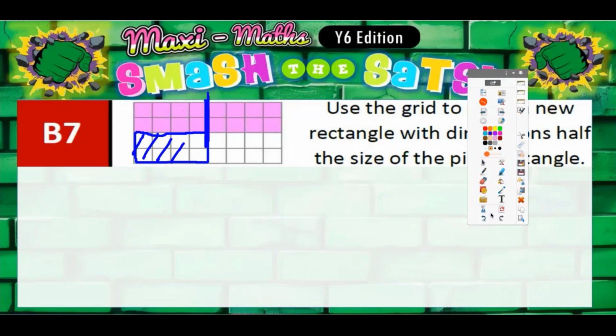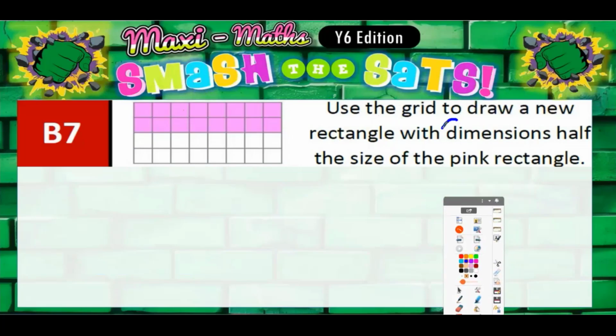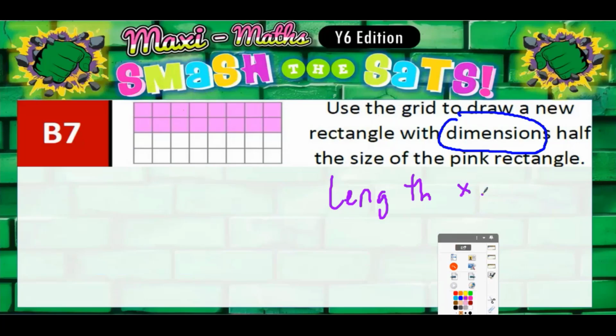Even if you split it in half the other way and say, oh, I'll draw another one of them that size, that would also be wrong. Because the key word here is half the dimensions. And the dimensions are basically the length times the width. They are the dimensions, whatever the length is, whatever the width is.